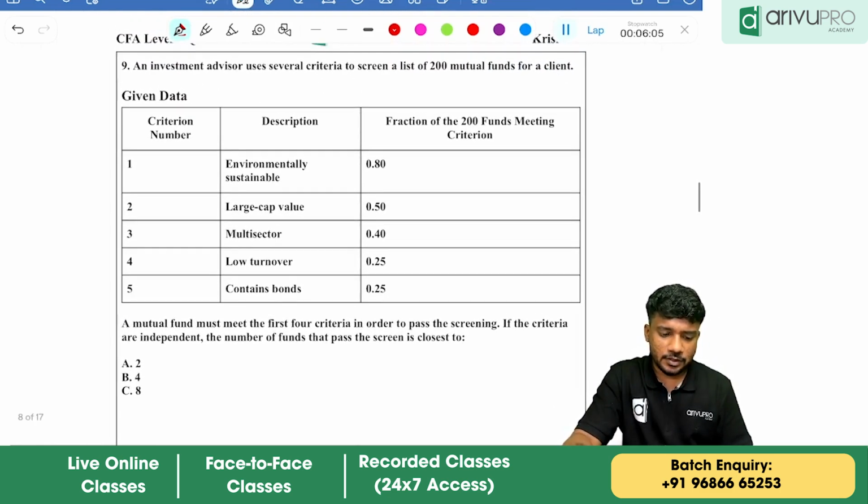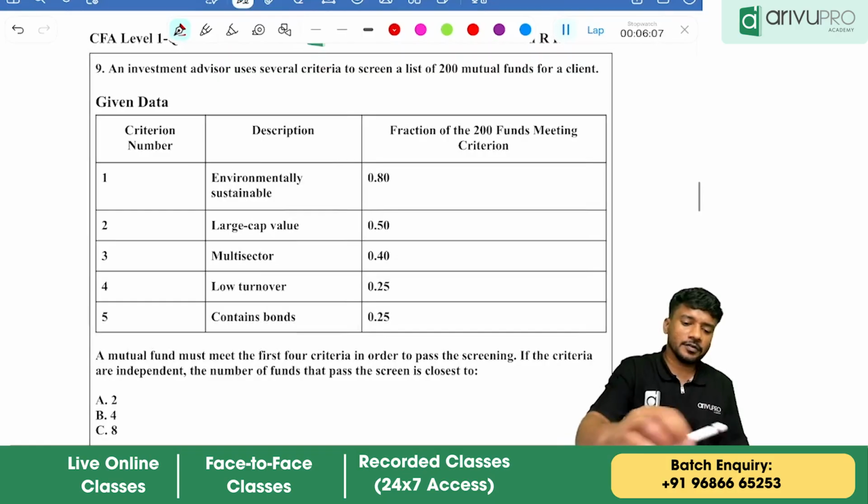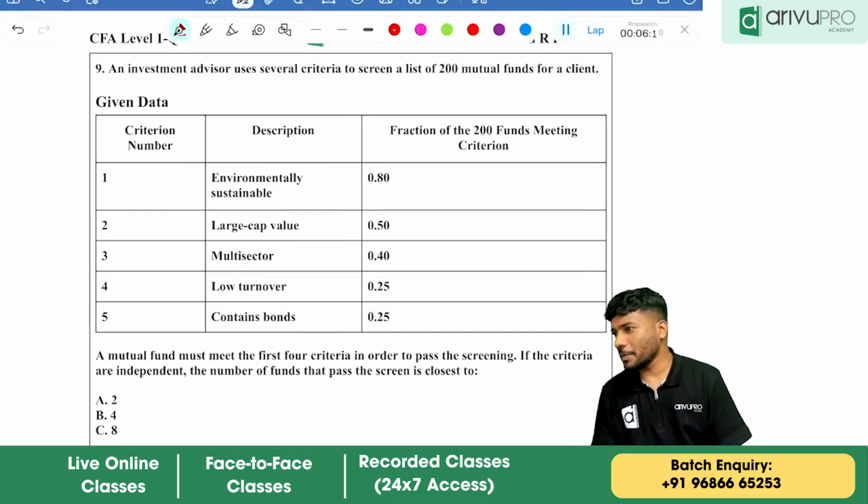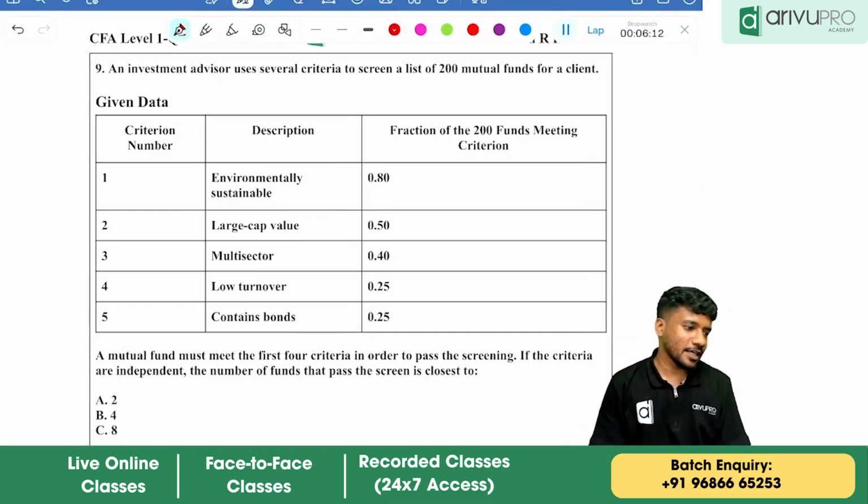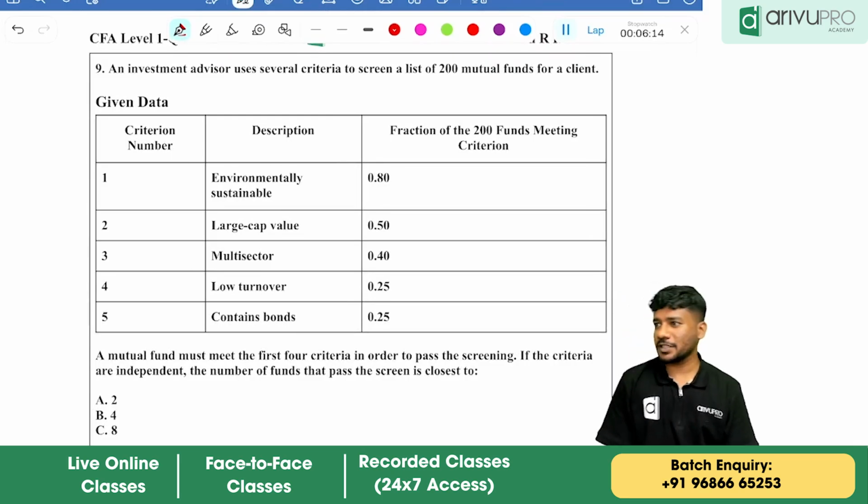Try to solve this. You should always remember the first basic formula. If you remember that formula, it will be easy. Otherwise, it will be a little confusing. Try to solve this.